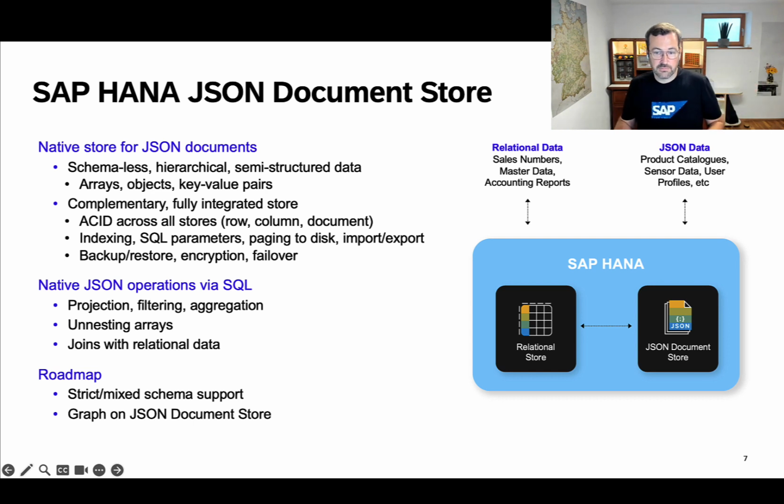Second, support for strict mixed schema, which allows to define a partial schema on your JSON collection. If you think of the example of a product catalog, you want to allow arbitrary attributes for all products, but at the same time you want to assure that each and every product has at least an ID and a name.